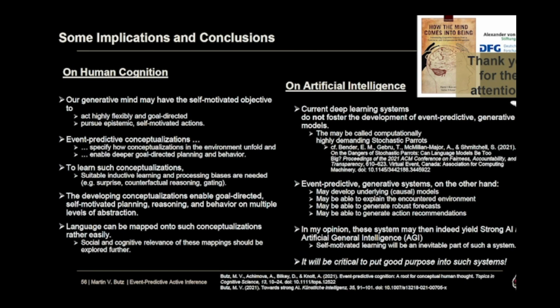On the artificial intelligence side, which might be even more interesting for you, I think one can safely say that most current deep learning systems do not really foster the development of such event-predictive generative models. And as others have said, they may thus be called computationally demanding stochastic parrots. Maybe that's a little bit overstretched. Certainly in the latent states of MuZero and others, certain conceptual structures seem to evolve, but I believe they can be much better fostered. The development of these structures can be much better fostered when we focus more on these event-predictive generative systems, because they tend to develop underlying causal models of the environment.